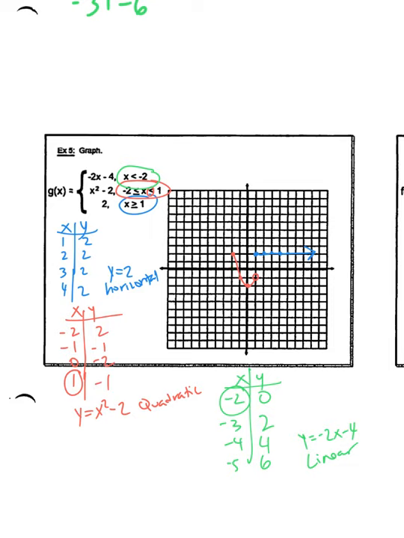Negative 2, 0 there. And then negative 3, 2. Negative 4, 4. Negative 5, 6. And these x values keep getting less. So I'm going to put an arrow to the left. This is going to keep going to the left.